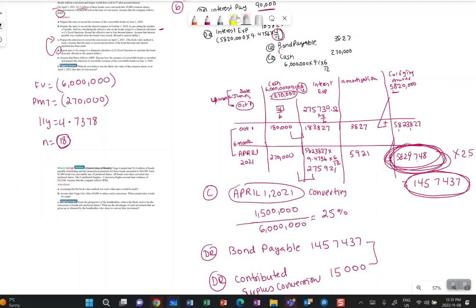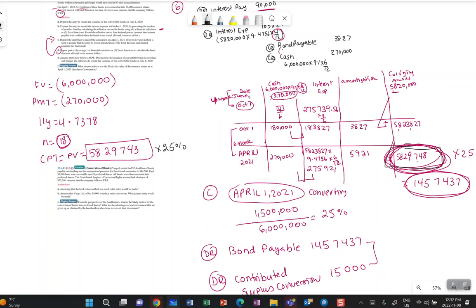What we're looking for is the present value of your bond. So you compute your present value. If you compute your present value, you should get 5,829,743, and using the calculator, you'll get the same amount that we got when we did our table. And then we're converting 25% of the bond, so you multiply by the 25%. You will get a similar answer. Maybe you're out by 1 or 2 cents. That's all.